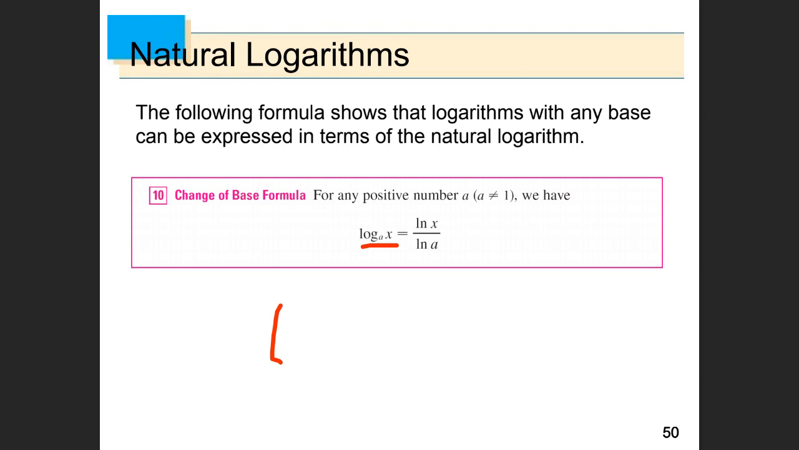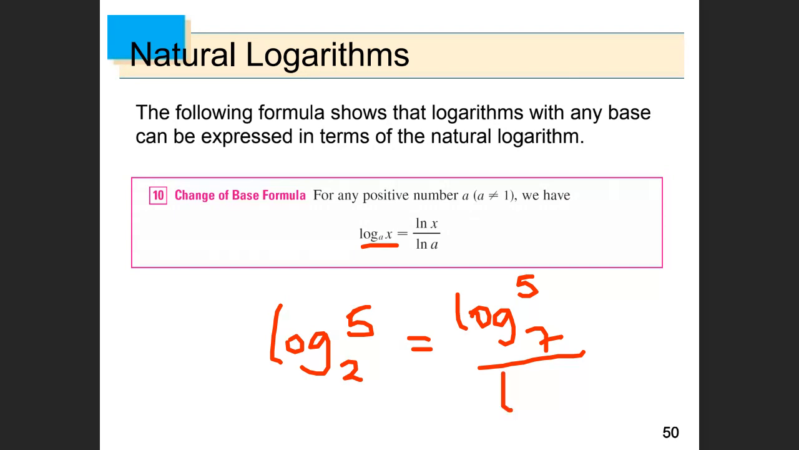I'm sure some of you are getting confused. Let me do a different example. Suppose I want to do change of base from base of 2 to base of 7. How do I do that? To change this to base of 7, I'm going to say the log of 5 to base of 7. So I have log of 5 base of 7. At the bottom, I'm going to say log of 2 to the base of 7.